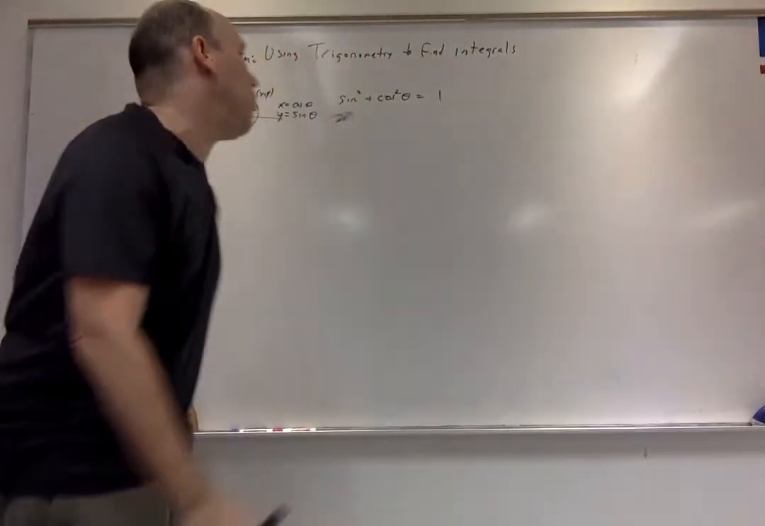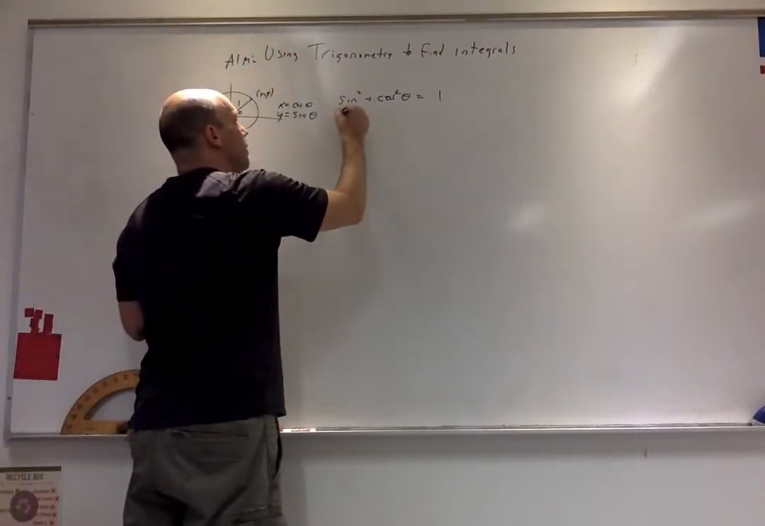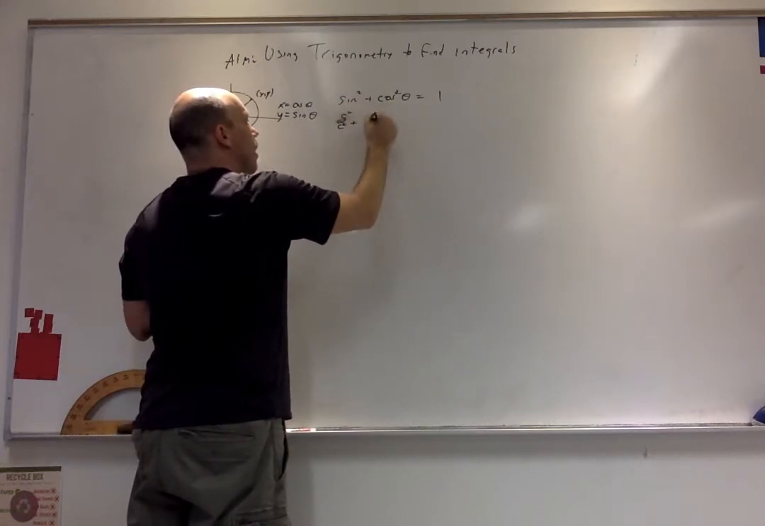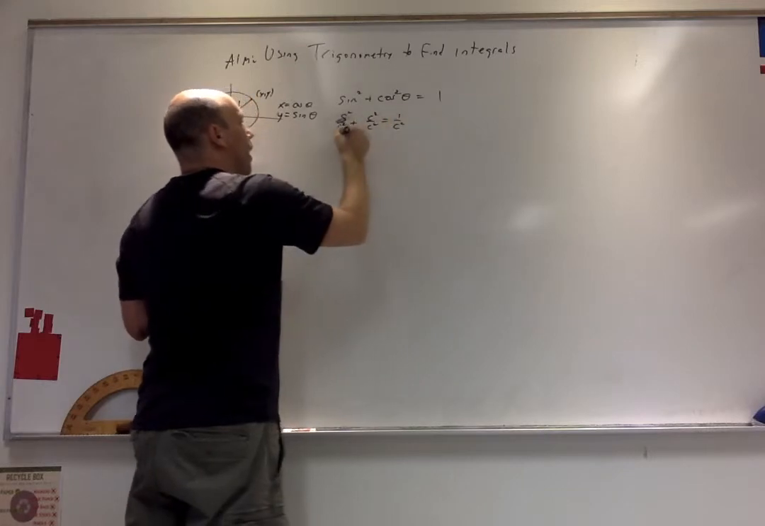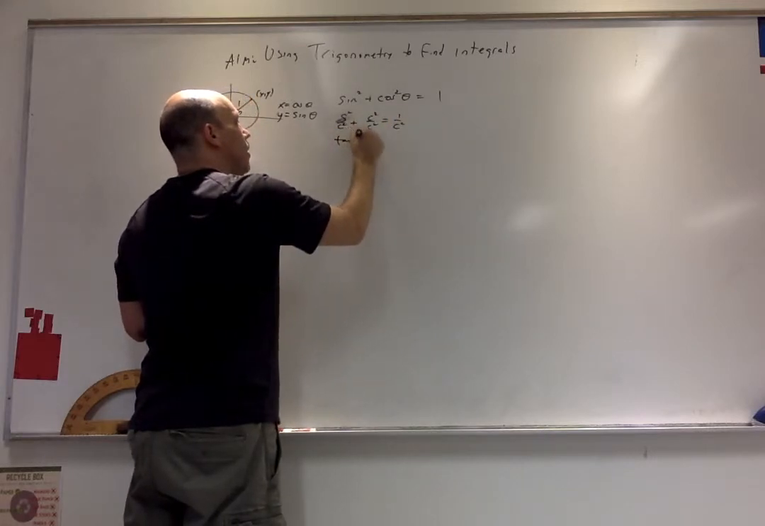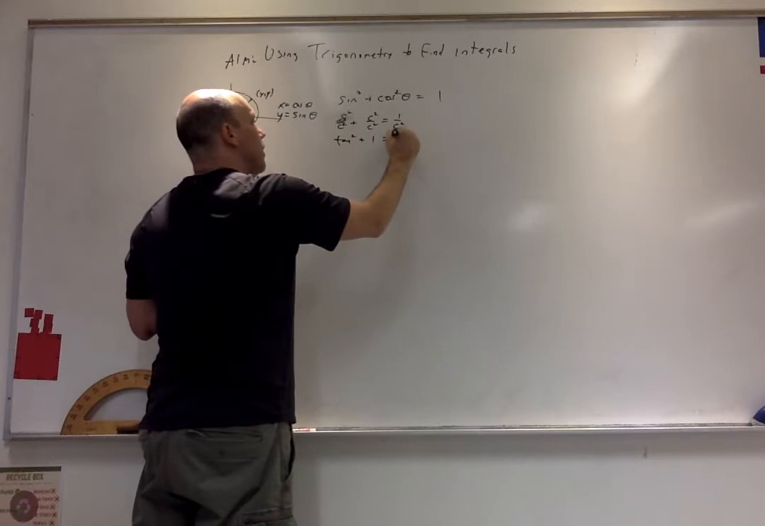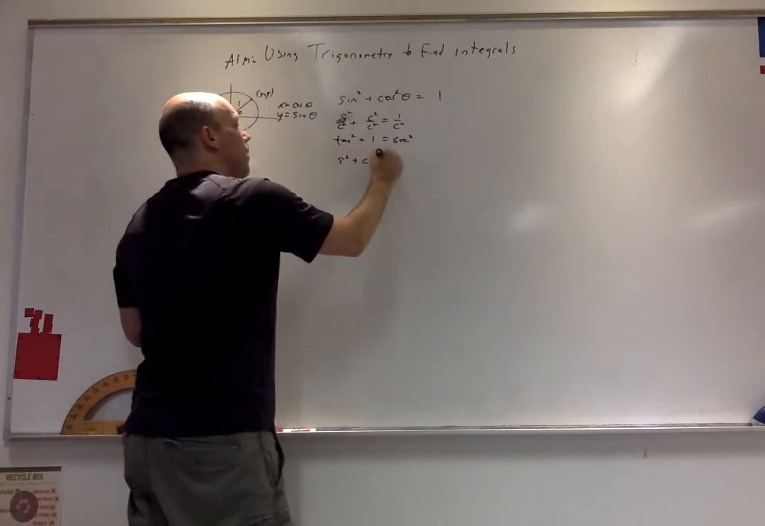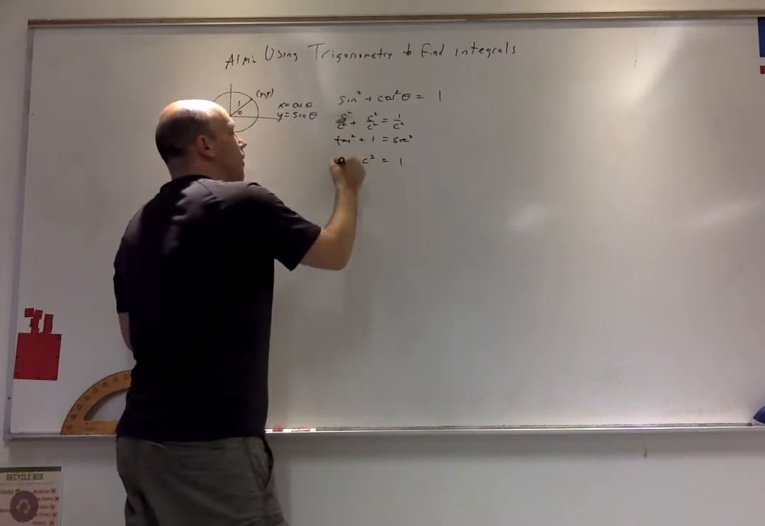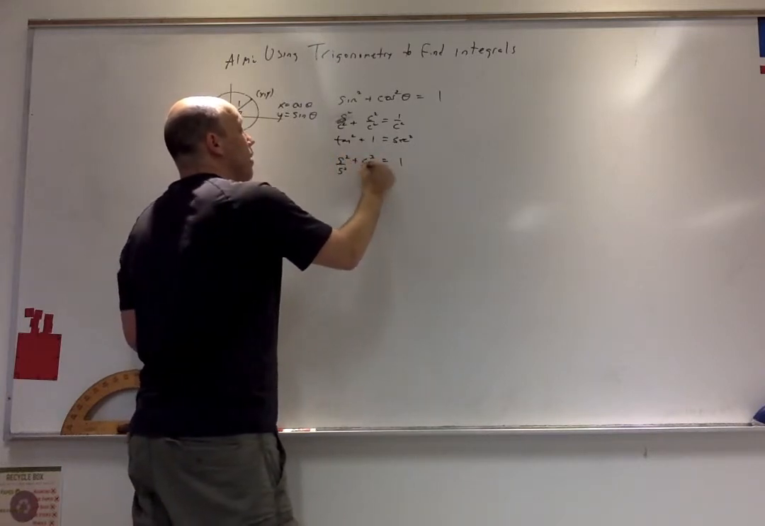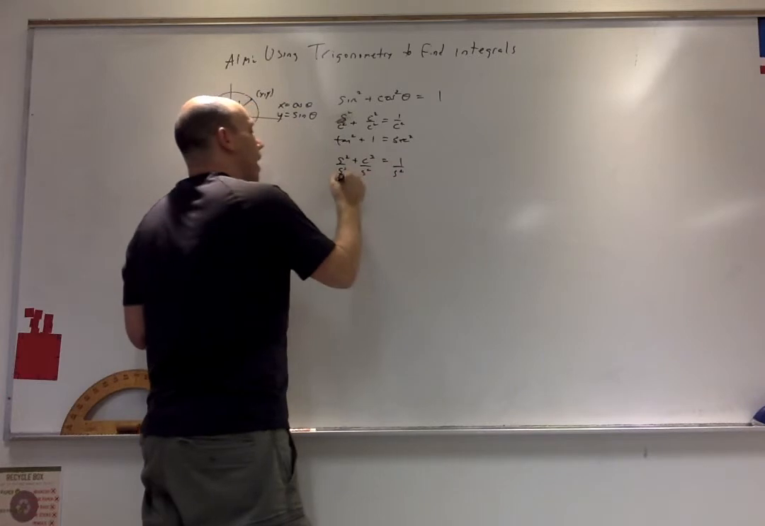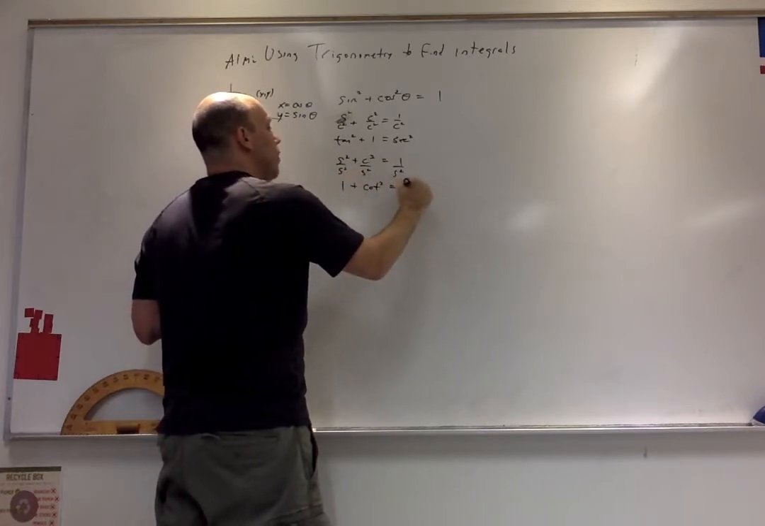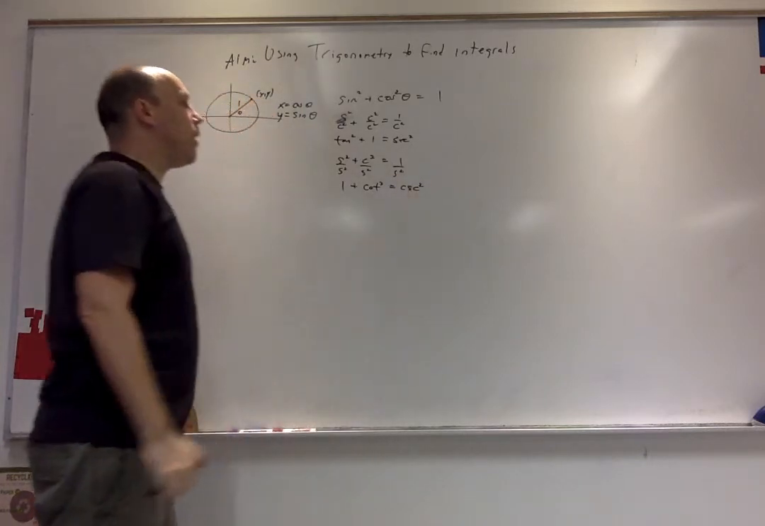There we go. So I'm going to divide everything by cosine squared. And so I get tangent squared plus 1 equals secant squared. And if I take the same thing, my same Pythagorean identity, and divide everything by sine squared, right, I get 1 plus cotangent squared equals cosecant squared. So I'm going to need some of these.